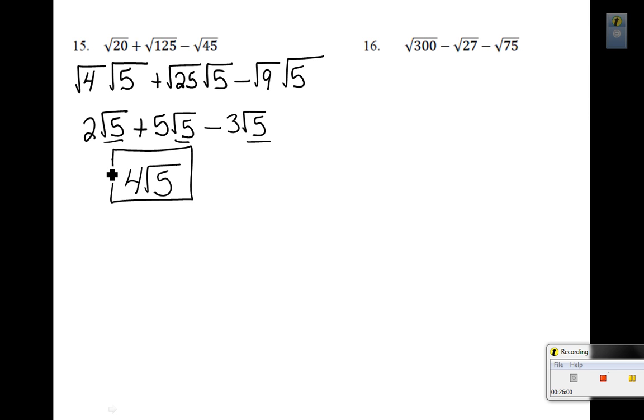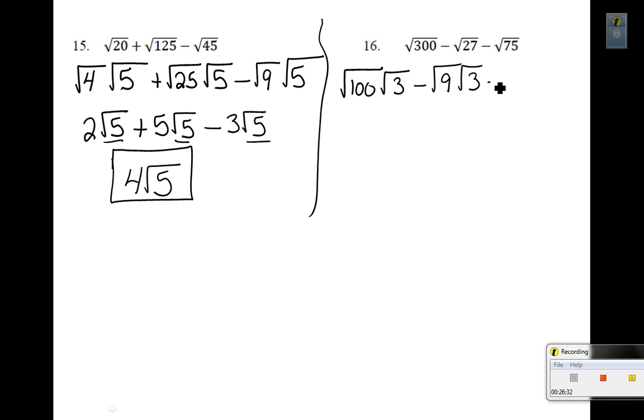If I was there, I'd have you try number 16, and then we'd pick on some more. So let me hit number 16. I'm going to bypass number 17. Out of 300, the square root of definitely 100 times the square root of 3, minus, how about out of 27? The square root of 9 times the square root of 3, minus, out of 75, the square root of 25, square root of 3.